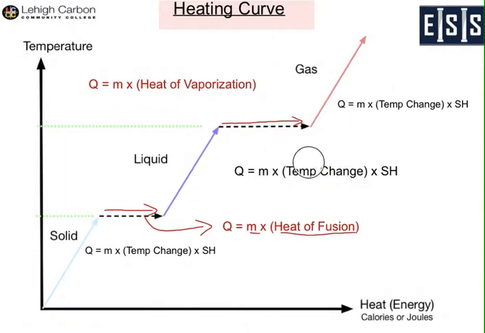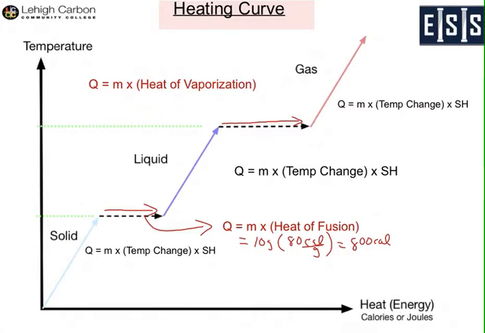And so you would look that up in a book somewhere, or you would know it from your textbook. In this case, for water, the heat of fusion is 80 calories per gram. So if you had 10 grams of ice, converting it to liquid water, it would be times 80 calories per gram. And so it would take 800 calories in order to melt 10 grams of ice to liquid water.